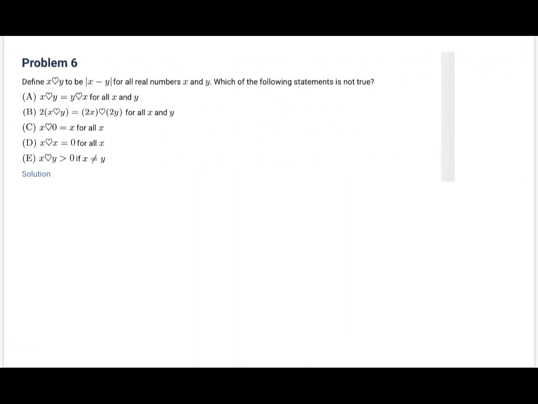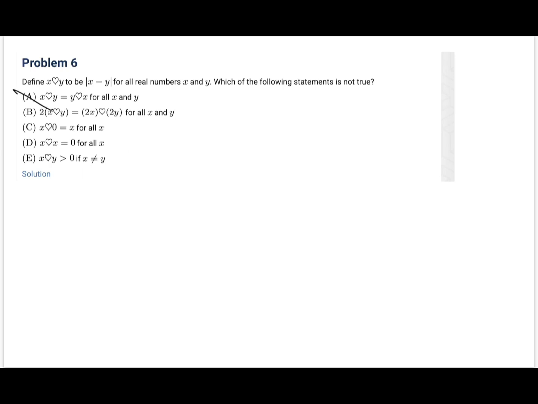Problem 6. Define x heart y to be the absolute value of x minus y for all real numbers x and y. Which of the following statements is not true? Okay, so let's look at A. Since it's the absolute value, x minus y and y minus x are the same, so A is true.